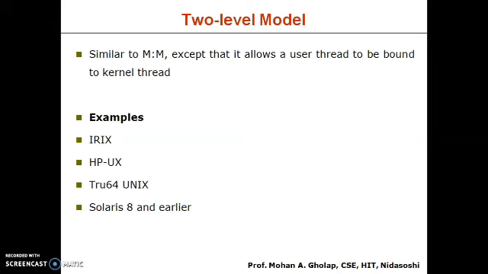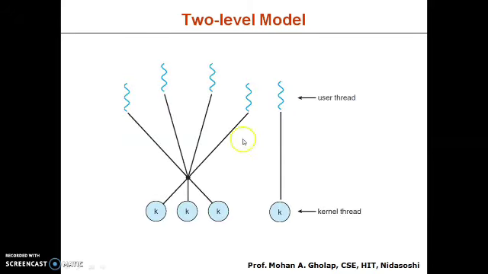So next one we have the two-level model. You can consider this as a hybrid model, which is the combination of many-to-many and one-to-one. It is similar to many-to-many, except that it allows a user thread to be bound to a kernel thread. The example systems which support this model are IRIX, HP-UX, Tru64 Unix, and Solaris 8 and earlier. The same thing is shown diagrammatically in this way.